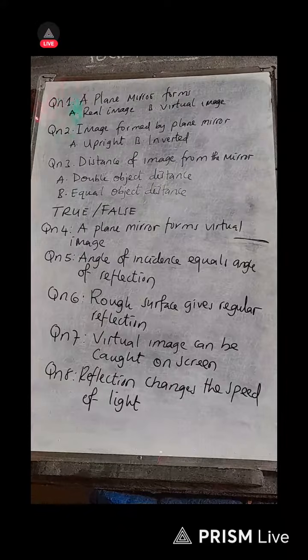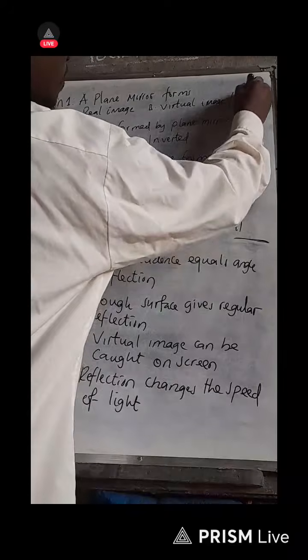This is question number one. A plane mirror forms what? A, a real image, or B, a virtual image. So what is the correct answer there? Normally a plane mirror forms a virtual image. That is the correct answer.